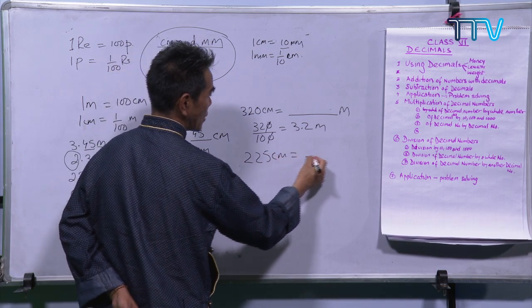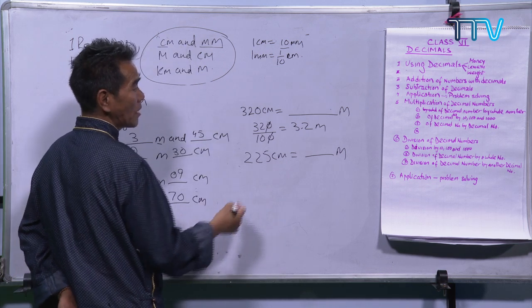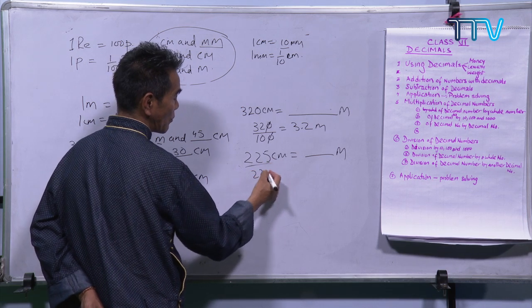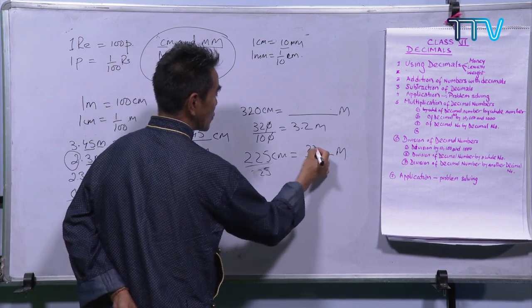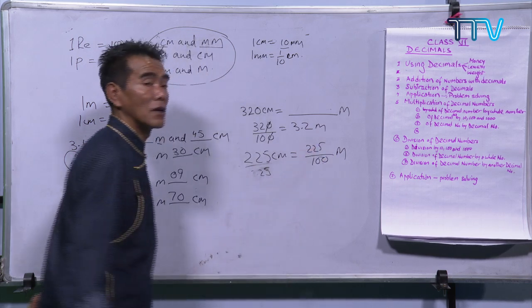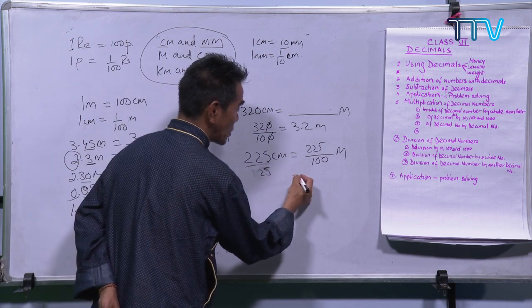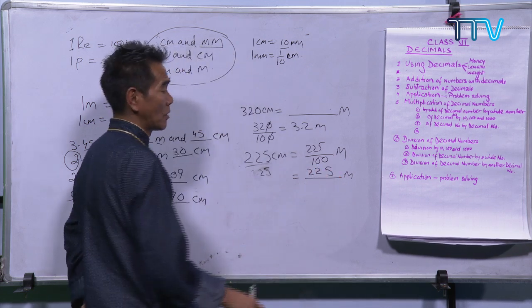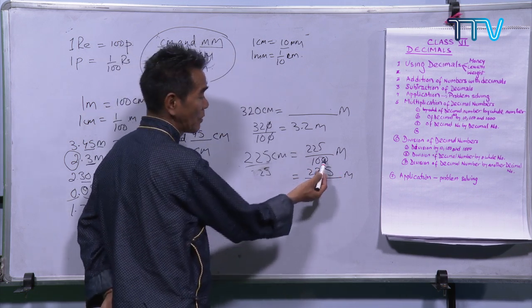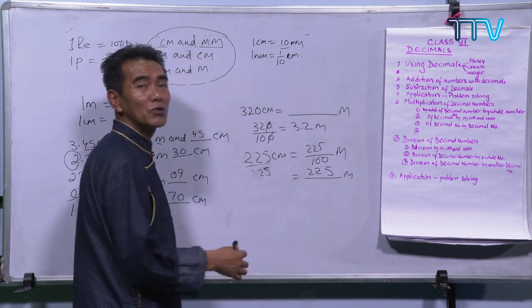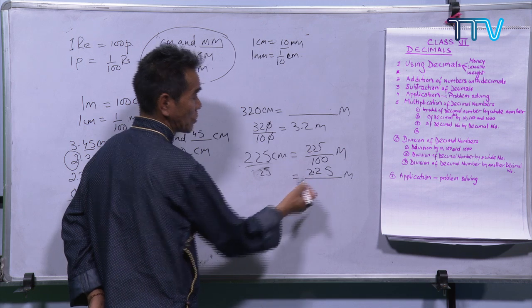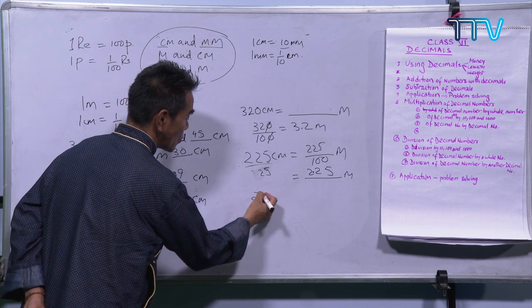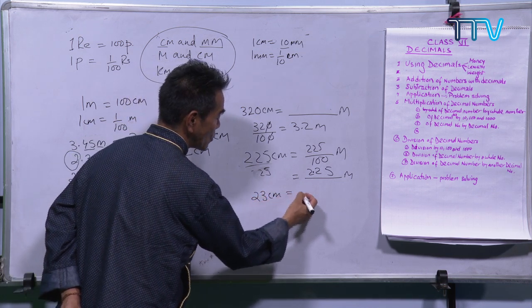225 centimeter is equal to dash meter. Write the decimal point. 225 centimeter changed to meter: 225 upon 100. The numerator, you copy the numerator 225. How many zeros are there in the denominator? We have two zeros. You place the decimal in front of 2 digits, 1, 2. Then 23 centimeter, you change to meter.